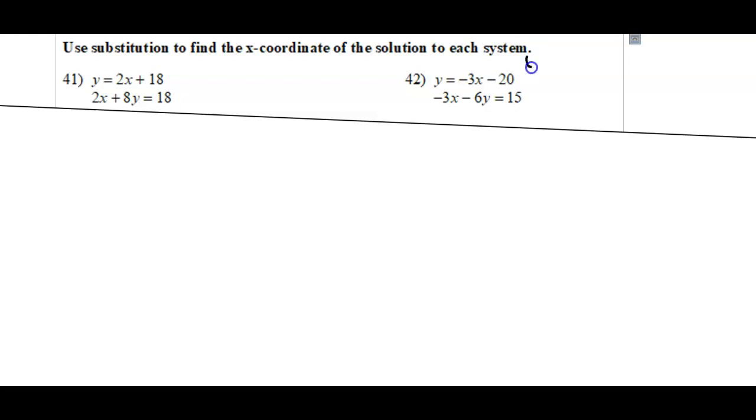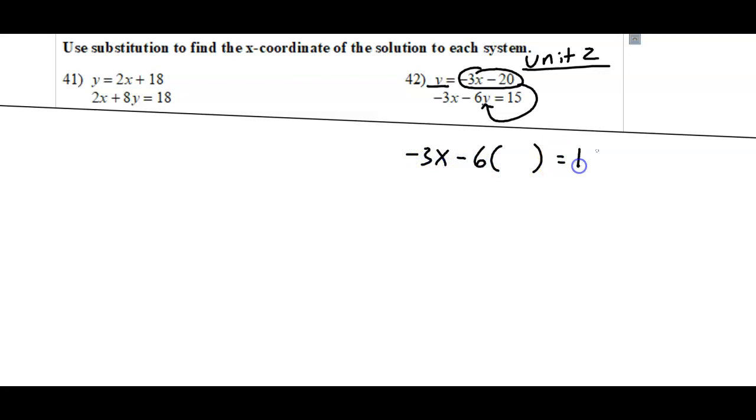Now this is in your Unit 2 notes, so if you want to look at that, take a look at your Unit 2 notes. It's in there. But basically what you do is you find the letter that's by itself. It says y equals. Circle what it equals and plug that in for y into the other equation. So instead of -3x minus 6y equals 15, we're going to replace the y with what y equals, which is that.